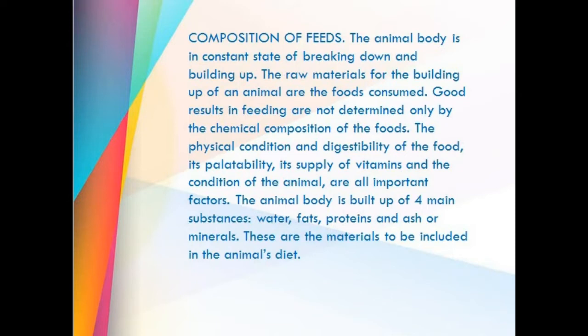The animal body is built up of four main substances: water, fats, proteins, and ash or minerals. These are the minerals to be included in the animal's diet.